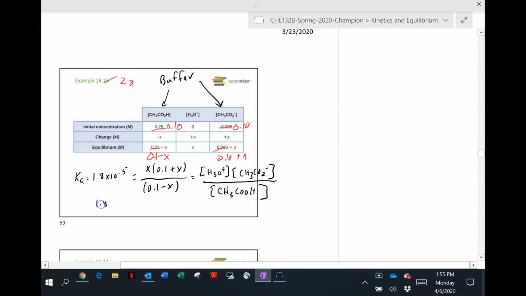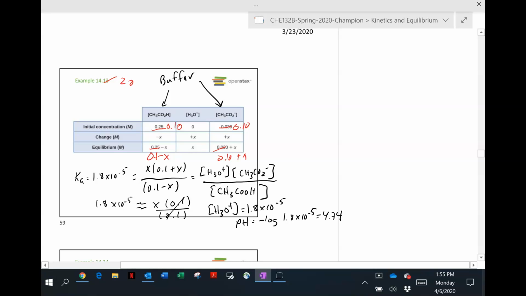So we get that 1.8 times 10 to the negative 5th is approximately equal to X times 0.1 divided by 0.1. Well, 0.1 divided by 0.1 is 1, so 1.8 times 10 to the negative 5th is approximately X. So our concentration of hydronium ion would be 1.8 times 10 to the negative 5th. Our pH would be the negative log of that, and that would be 4.74 if you work that one out.